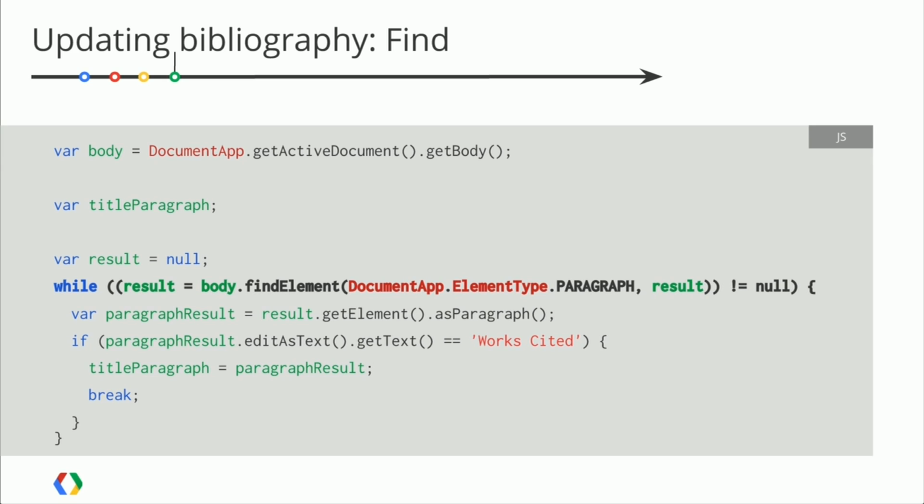And then it also takes this search result object. And at each iteration of the loop, the search result object is going to be populated with the element that we're looking at right now.